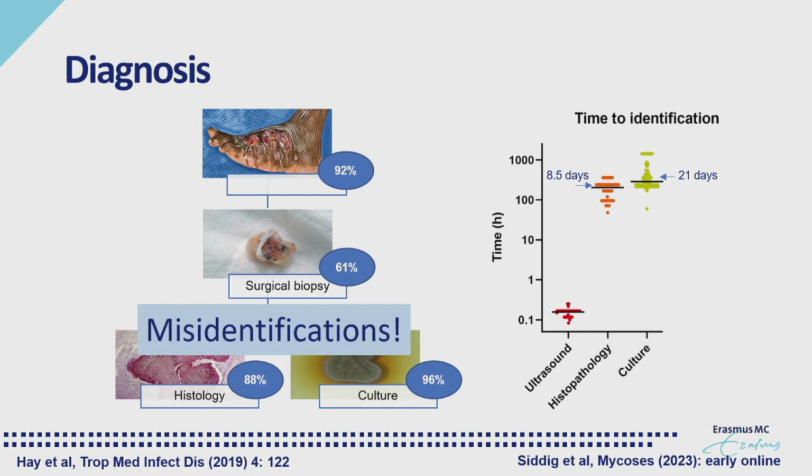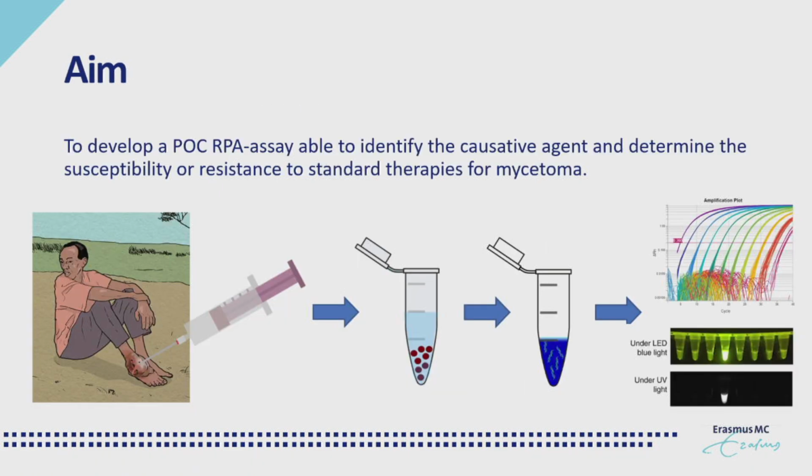And the problem is that misidentifications occur commonly. Even in the British and the French reference collections, if you look at black grain mycetoma, 70% was misidentified based on culture only, and they only found out after ITS sequencing. So there's really a need to improve the diagnosis.